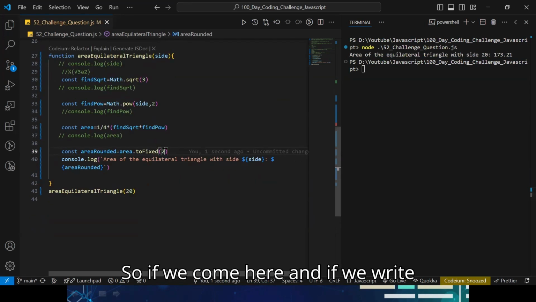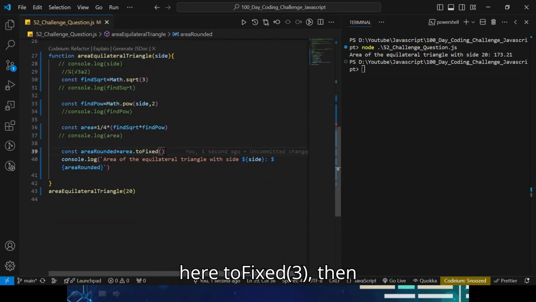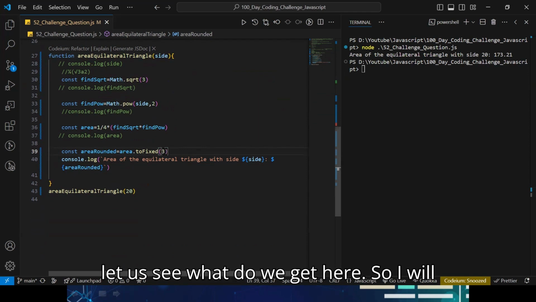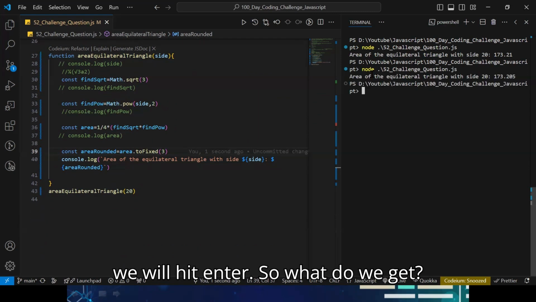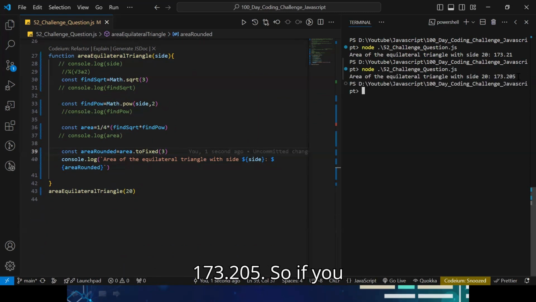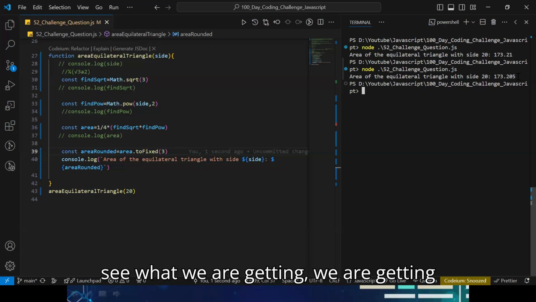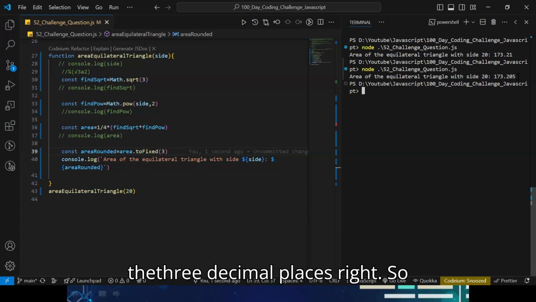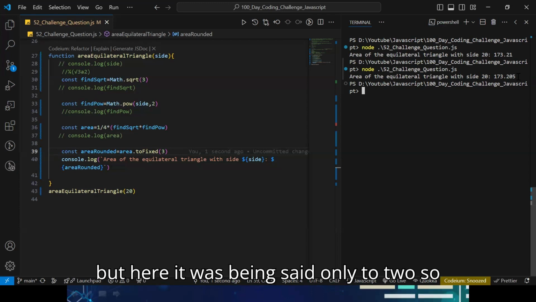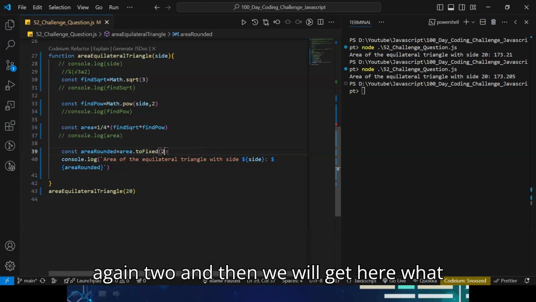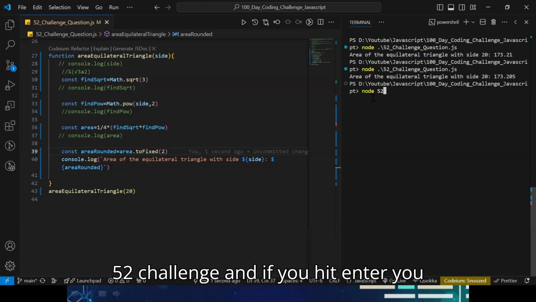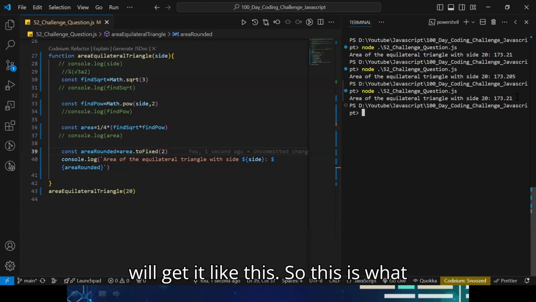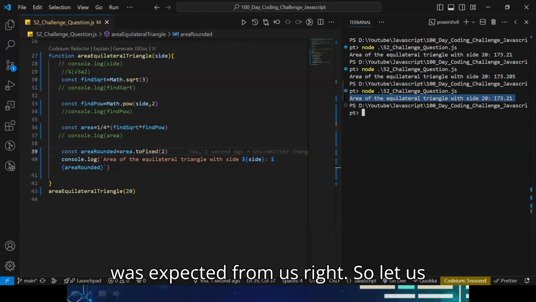So if we come here and write toFixed(3), then let us see what we get. So I will write here node day 52 challenge and we will hit enter. So what do we get? 173.205. So if you see, we are getting 3 decimal places, right? But here it was said only 2. So we will come here and put 2 again, and then we will get up to 2 decimal places. So node day 52 challenge, and if you hit enter, you will get it like this. So this is what was expected from us, right?